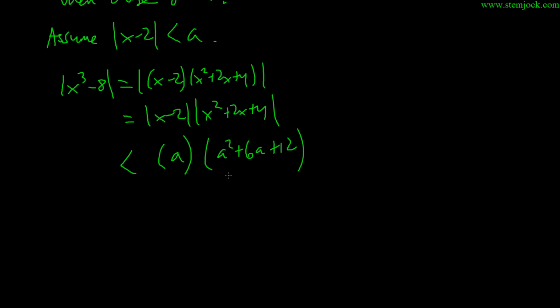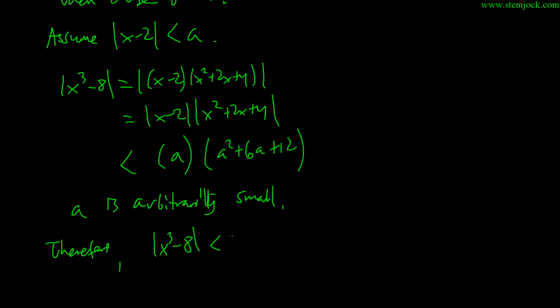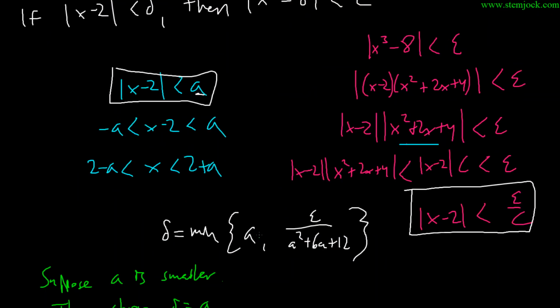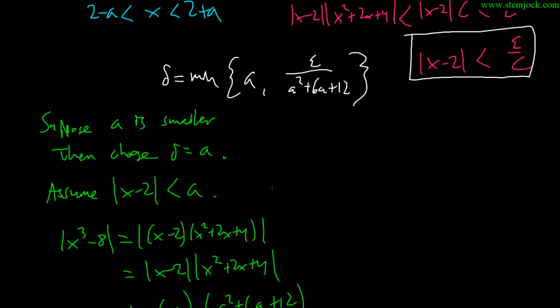Now, a is arbitrarily small, so I can take this right side to be as small as I want to. Therefore, the absolute value of x cubed minus 8 is less than epsilon. That is my consequent that I wanted to show. We're done with this part.